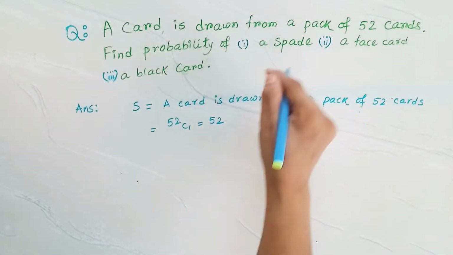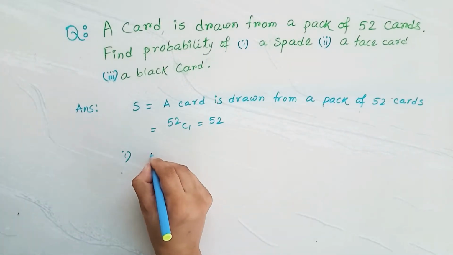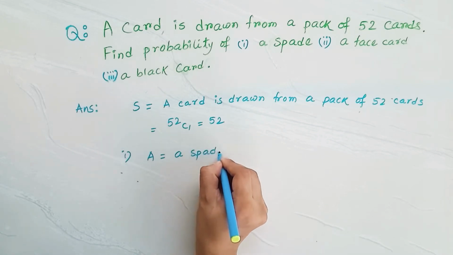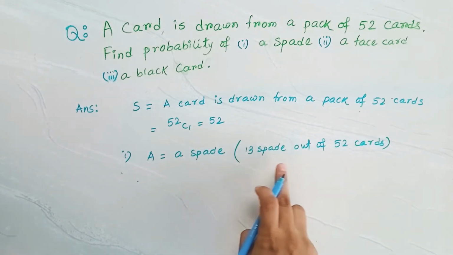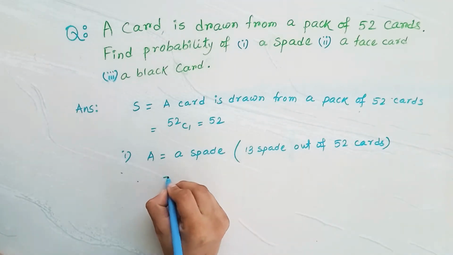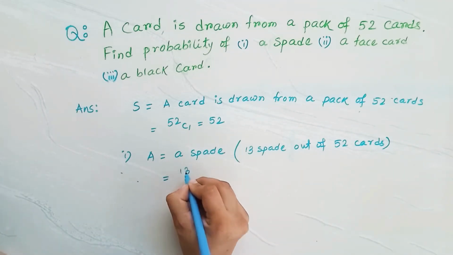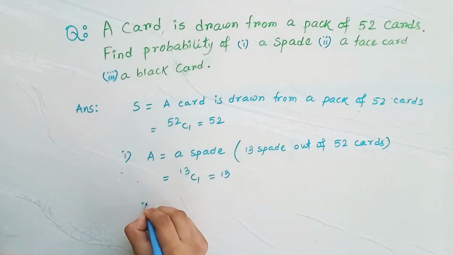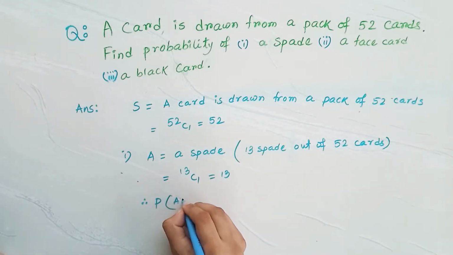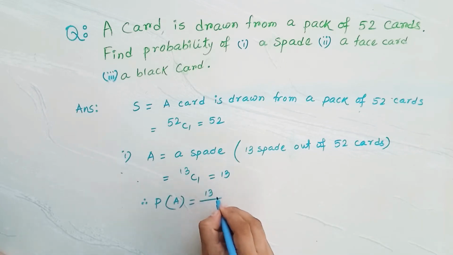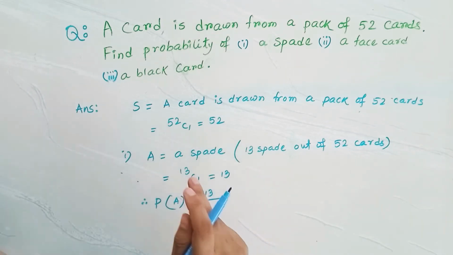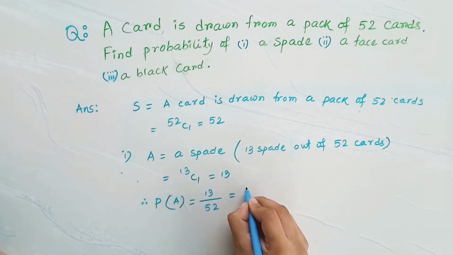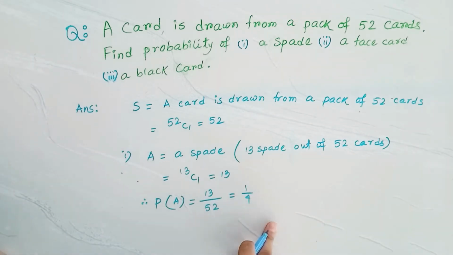Now the first part, a spade. That means A is equal to a spade. Out of 52 cards, 13 are spades, so we have to select a spade out of 13. 13C1 is 13. Therefore the probability of A is equal to n(A) divided by n(S), that means 13 by 52, which is 1 by 4. This is the answer.